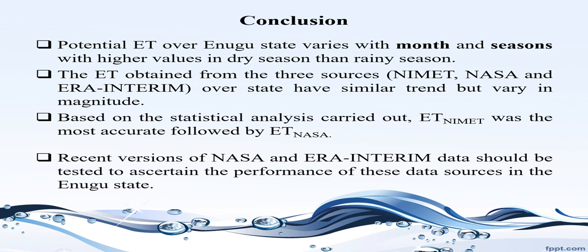However, the correlation coefficient between ET obtained using NIMET data and ET obtained using NASA is higher, with a value of 0.87, compared to that of NIMET and ERA interim, which has a much lower R-square value of 0.04. Therefore, we recommend that recent versions of NASA and ERA interim data should be tested over Enugu state to ascertain the performance of these data sources in the state.